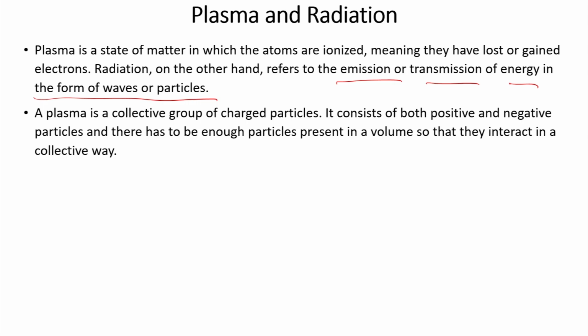Like the collective nature of the gas, it is similar to what we discussed with the velocity distribution, the plasma Maxwell distribution, and then we considered thermal equilibrium. So, we considered it like gas particles. It consists of both positive and negative particles, and there have to be enough particles present in the volume so that they interact in a collective way. That is very important.